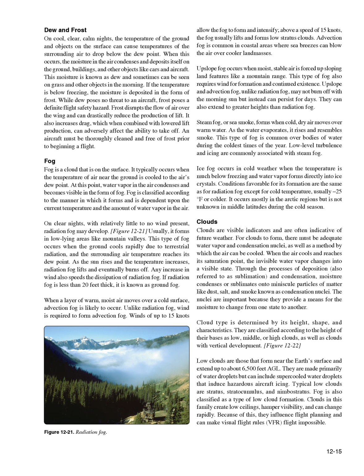Upslope fog occurs when moist, stable air is forced up sloping land features like a mountain range. This type of fog also requires wind for formation and continued existence. Upslope and advection fog, unlike radiation fog, may not burn off with the morning sun but instead can persist for days. They can also extend to greater heights than radiation fog.